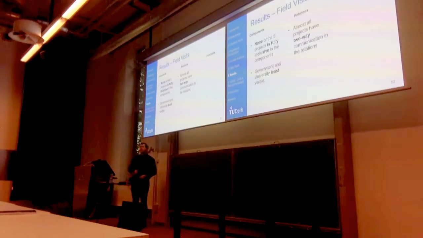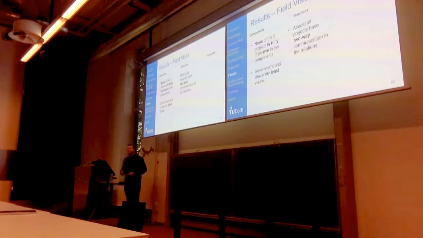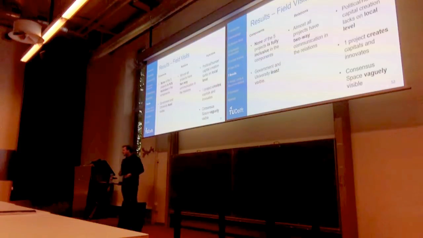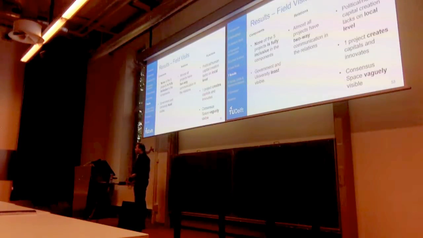And in relations, actually, all projects had two-way communication flow. So this is actually, again, a good sign. Everyone was talking to their own customers, trying to help them implement it. And in the functions relating to the government and university, the political and human capital creation lacks on the local level. There was only one project that creates knowledge and innovation, and the consensus spaces were only vaguely visible. None of them was fully responsible, but a few were getting there.